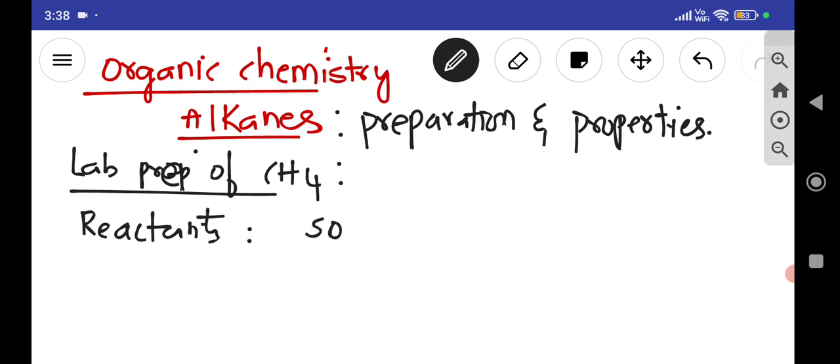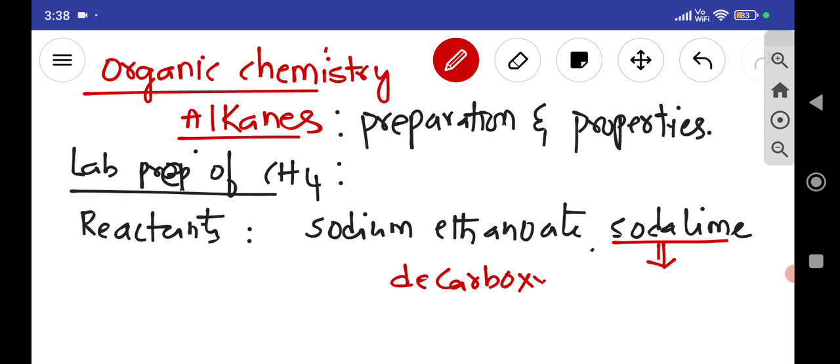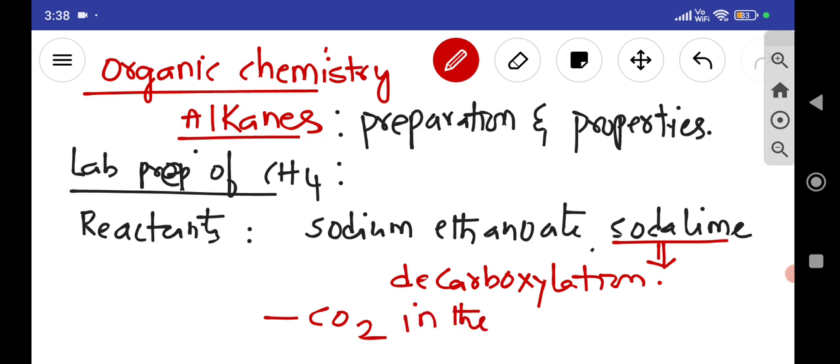So what are the reactants here? That is sodium ethanoate and soda lime. You need to understand an important concept: soda lime helps in decarboxylation reactions, and hence it is called a decarboxylating agent. So what is meant by decarboxylation reaction? Removal of carbon dioxide in the form of sodium carbonate. Hope you have understood this, and in the reaction we can see that clearly.